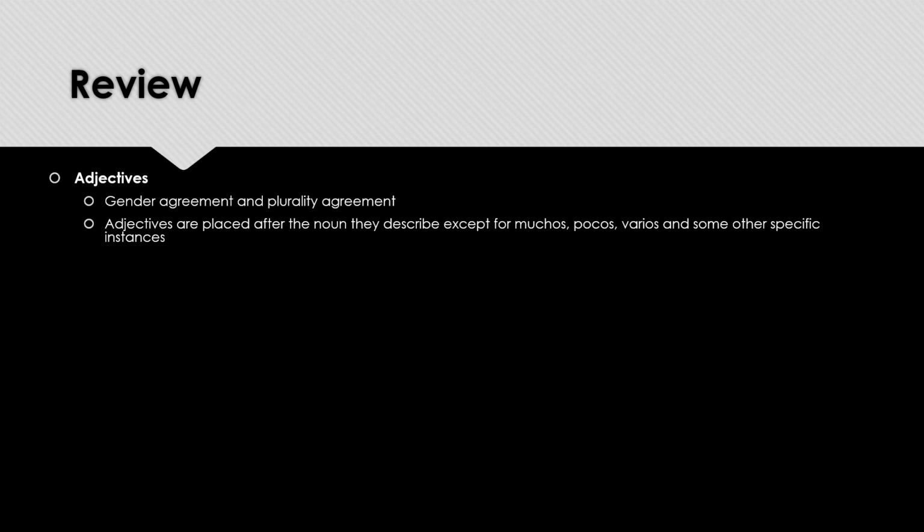Now, with all of the information you have heard today, here's a short review of important things we covered. Adjectives must agree with the gender and the plurality of the thing they are describing. Adding an S to the end of adjectives makes it plural, and certain adjectives require a change from the masculine O to the feminine A. Adjectives in Spanish are generally placed after the nouns they describe, except for mucho, poco, and varios.